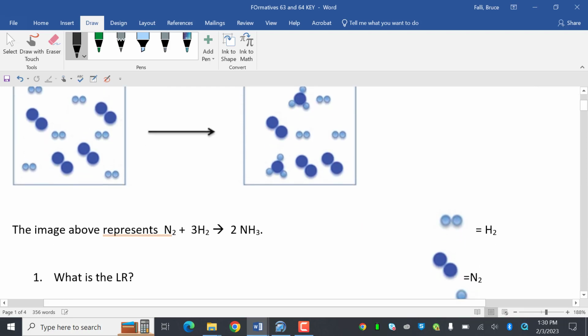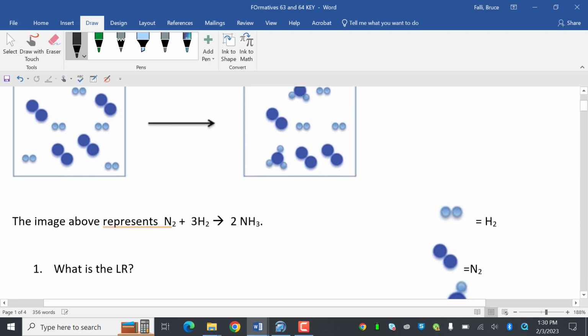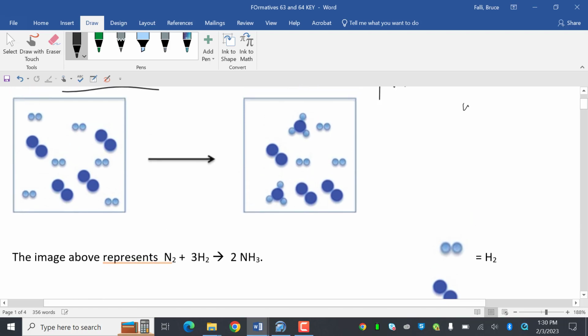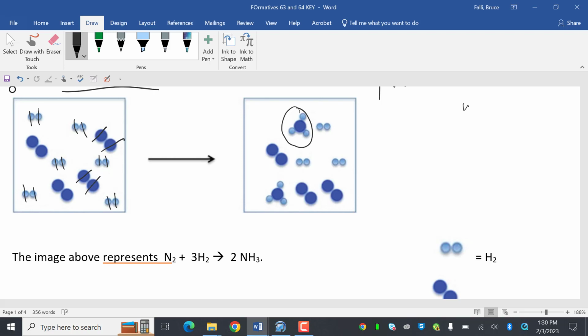The image above represents N2 plus 3H2 yields 2NH3. What is the limiting reactant? So what I'm going to do is start making this guy from these. One of these takes 1, 2, 3. Second one, 1, 2, 3. Third one, 1, 2, 3. Fourth one, 1, 2, 3. So what do I have left over?